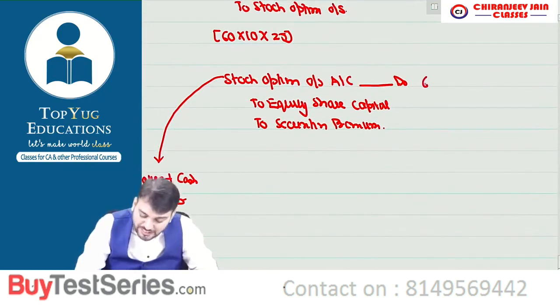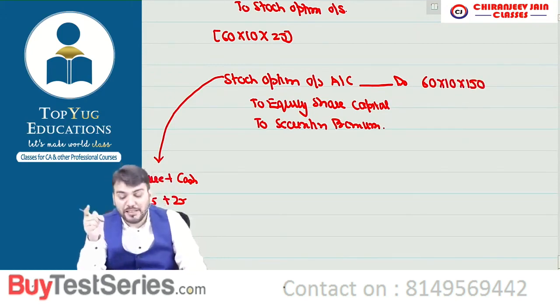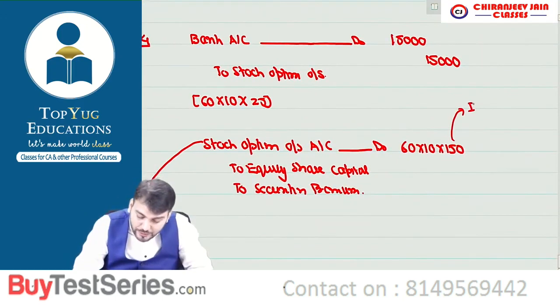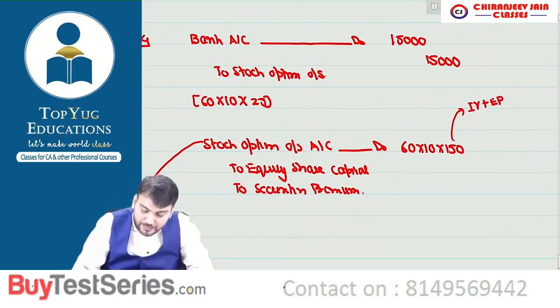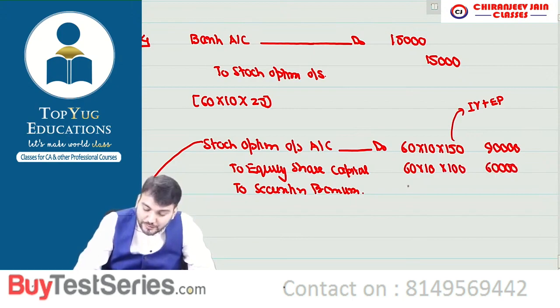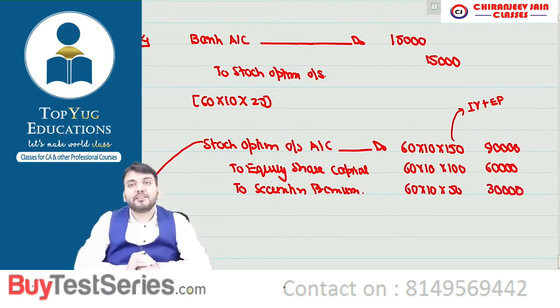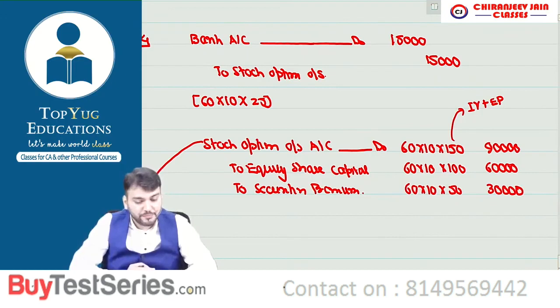Very good. So this is 60 into 10 into 150. So 150 is what? Intrinsic value of option plus exercise price. That is equal to 90,000. And 60 into 10 into nominal value will be your capital, and 60 into 10 into 50 will be your premium, 30,000. Correct. Understood this point?